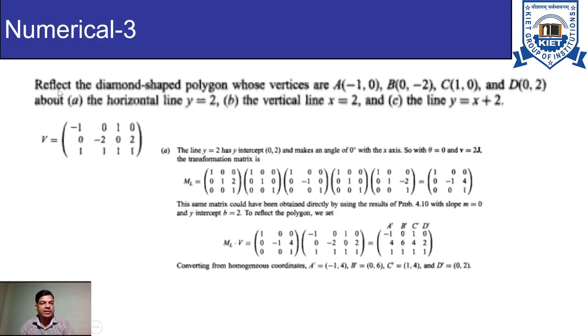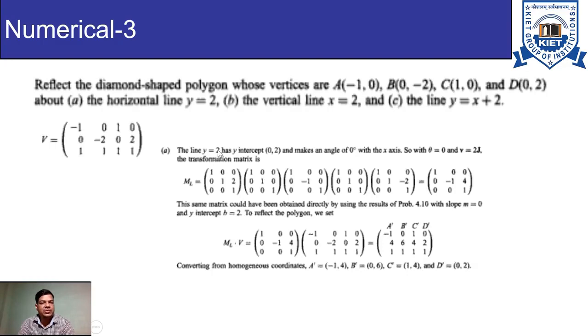So here is a numerical. We have to reflect the diamond-shaped polygon whose vertices are A (-1, 0), B (0, -2), C (1, 0) and D (0, 2). And here we have three parts. First we have to reflect the diamond about the line y equals 2. Then we have to reflect the diamond about the vertical line x equals 2, and then we have to reflect the diamond about the line y equals x plus 2. So here we can directly apply the matrices.